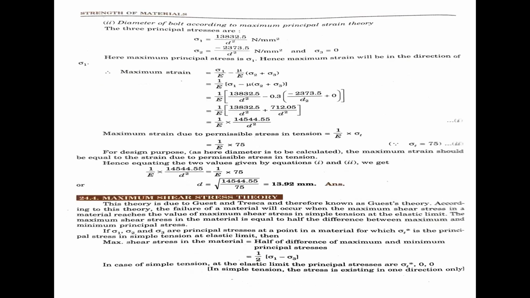To calculate the diameter of the bolt in mm, the tensile stress sigma value and shear stress tau value are calculated, then sigma 1, sigma 2 and sigma 3 are calculated and substituted, following the maximum principal stress theory to calculate the diameter of the bolt, and also using the maximum principal strain theory. This is the example problem for maximum principal stress theory and maximum principal strain theory.